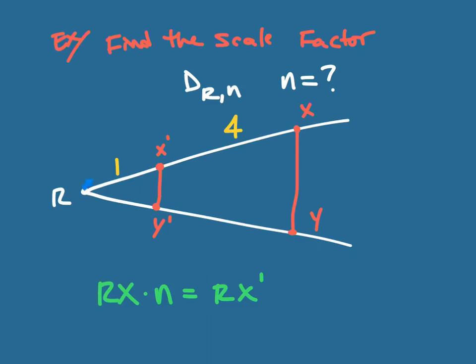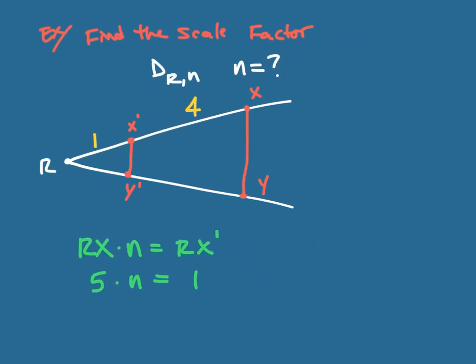Now the length from R to X is 1 plus 4, a total length of 5. So 5 times some number gives me RX prime, and that length is 1. What I want to do now is solve this equation for n. I can divide both sides by 5, the 5's divide out, and I get that n is equal to 1/5. Now 1/5 is a fraction. 5 doesn't go into 1, so I just leave it like that. The decimal value of this would be 0.2.